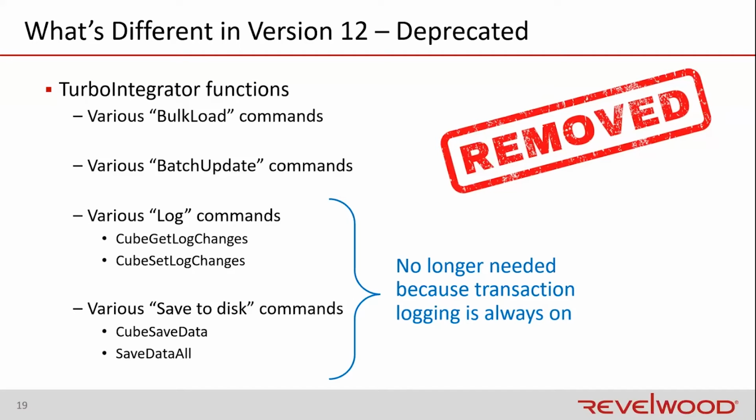One cool thing about version 12 is that transaction logging is always on. We have a series of blogs, videos, and a lot of postings out there on how do I make sure that transaction logging is always turned on? When do I turn it on? When do I turn it off? How do I maintain it? It's always on in version 12. Because of this, we no longer have to tell the system when to enable or disable transaction logging.